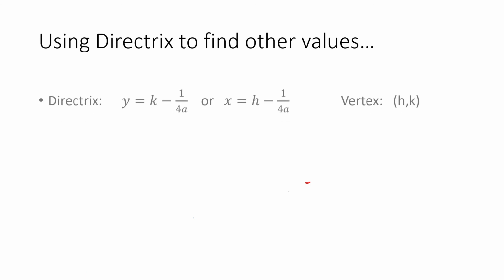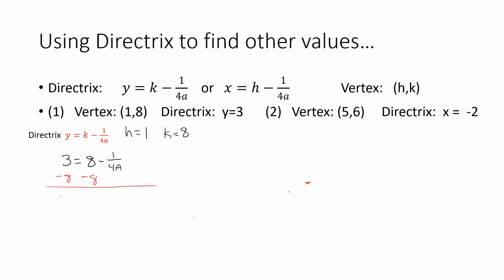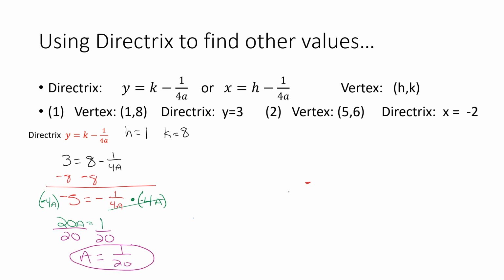All right, here's the last slide, praise God. For this one, this is using the directrix to find other values. This is section, I think it's 10.2 in your textbook. Hopefully you guys do have those at home, because I'll probably pick a couple problems from it. But for 10.2, the difference between what we did before and what we're doing now with the parabolas is they're using this directrix and the foci to do other things.